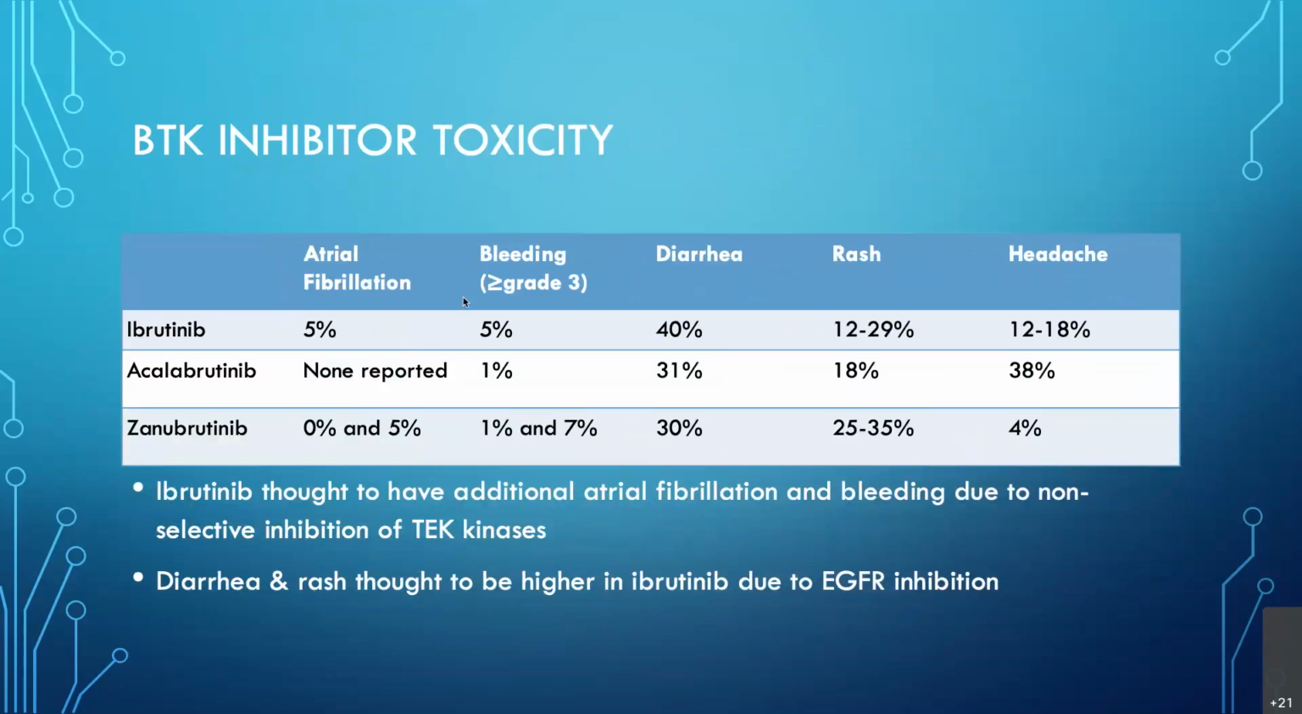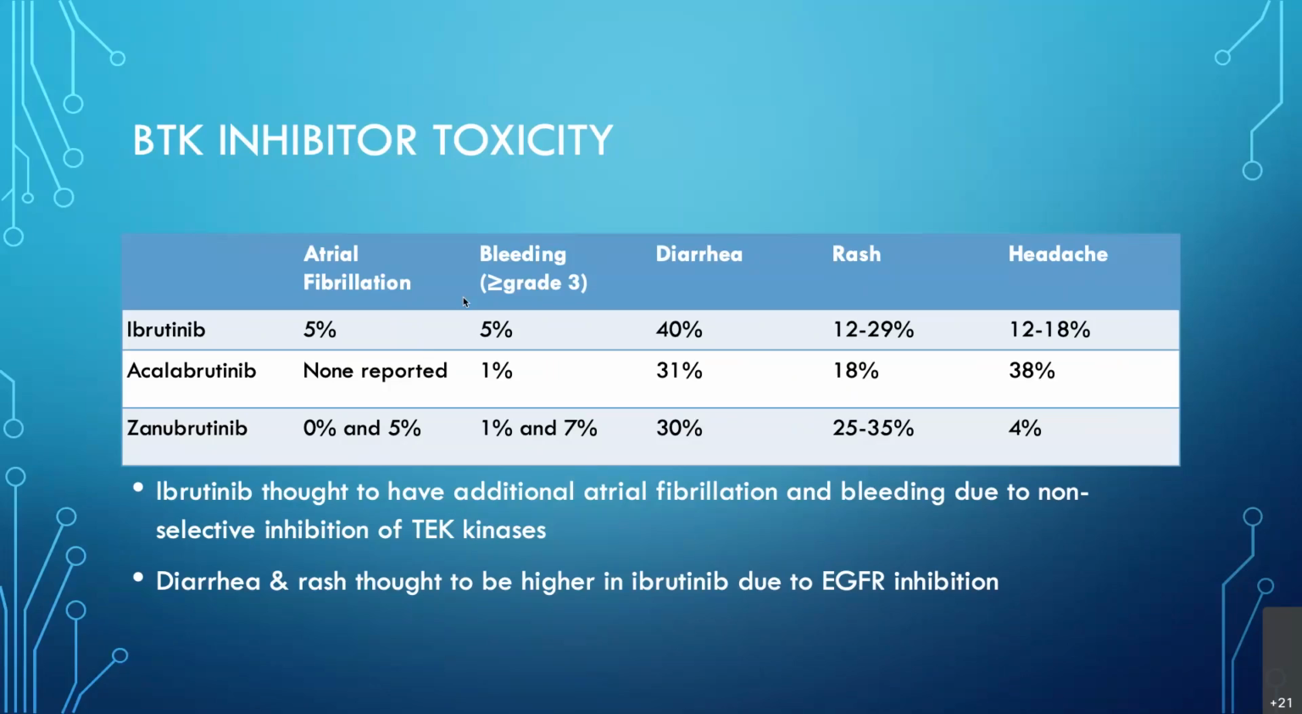you can see we have some class toxicities, but they seem to be more common in the ibrutinib. So atrial fibrillation and bleeding at 5% with ibrutinib. Zanubrutinib generally has been thought to be less toxic in terms of causing those. However, these are just based off the package insert, and you can see that doesn't necessarily play out. So that's something that we'll have to continue to follow.